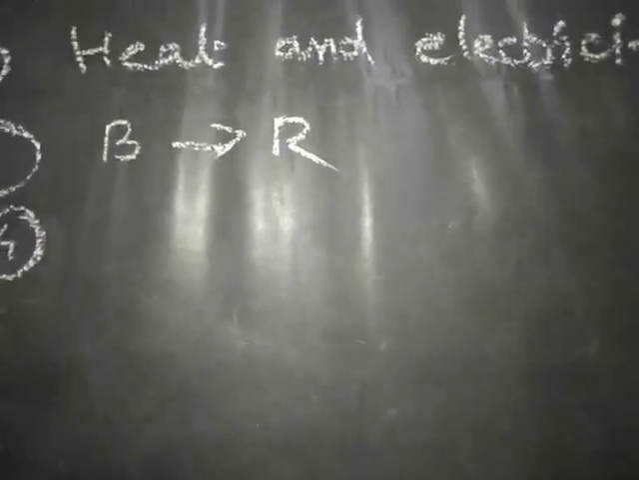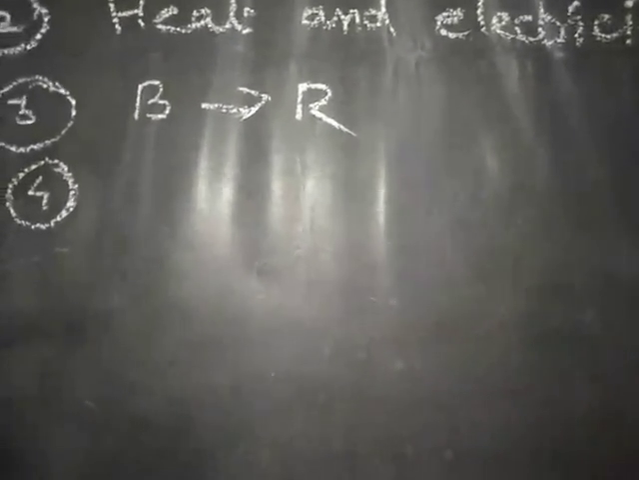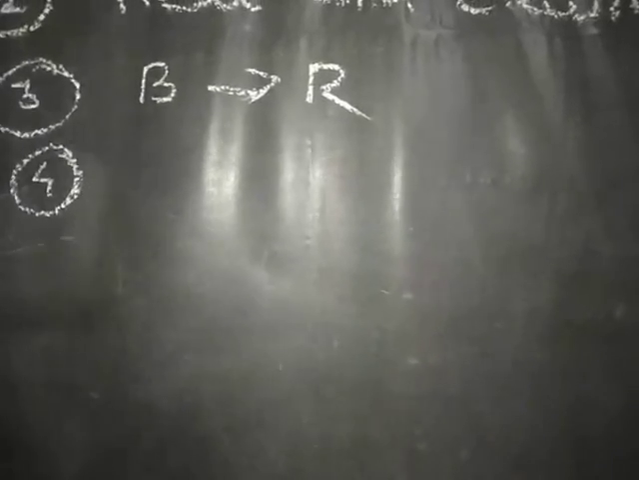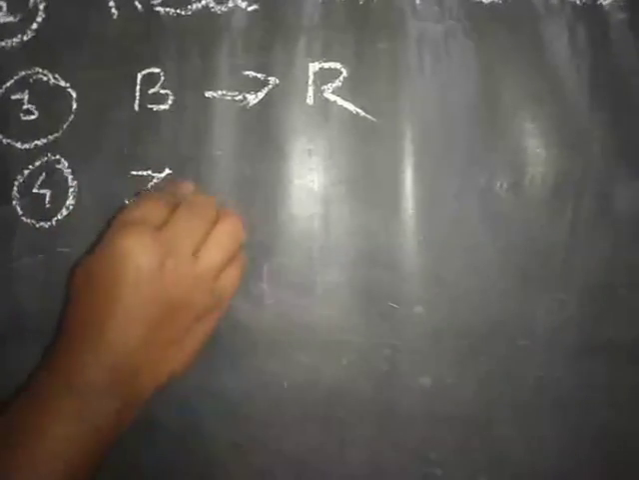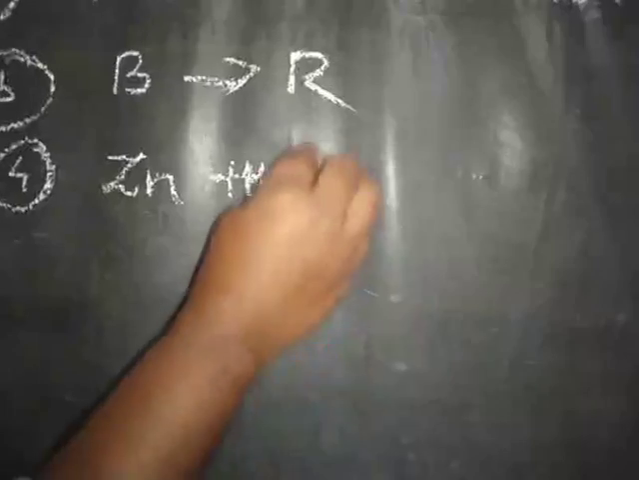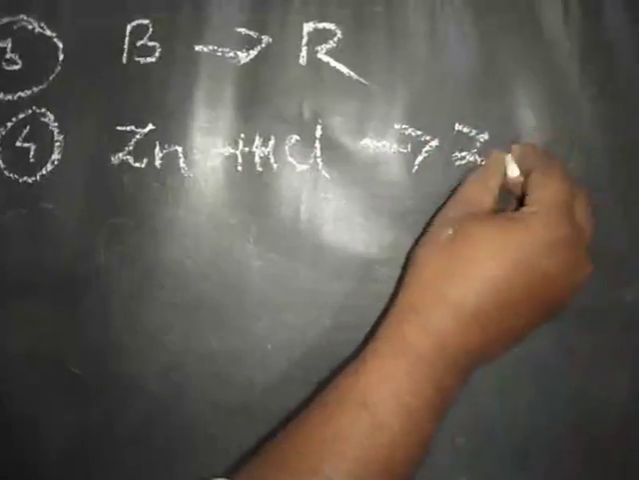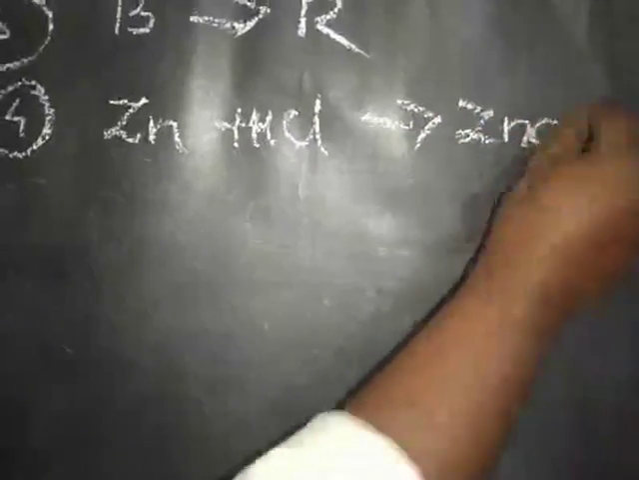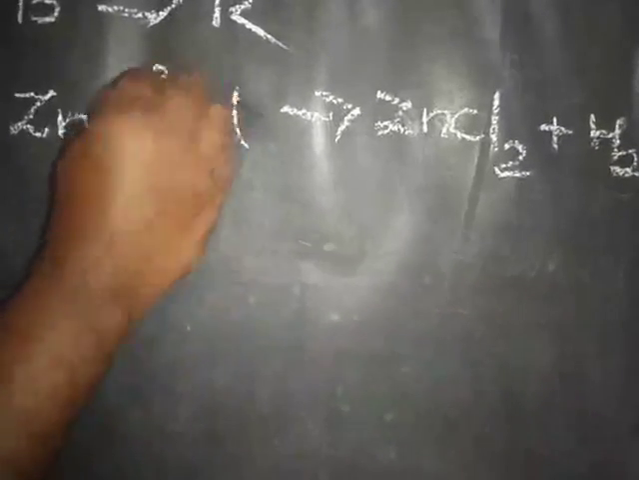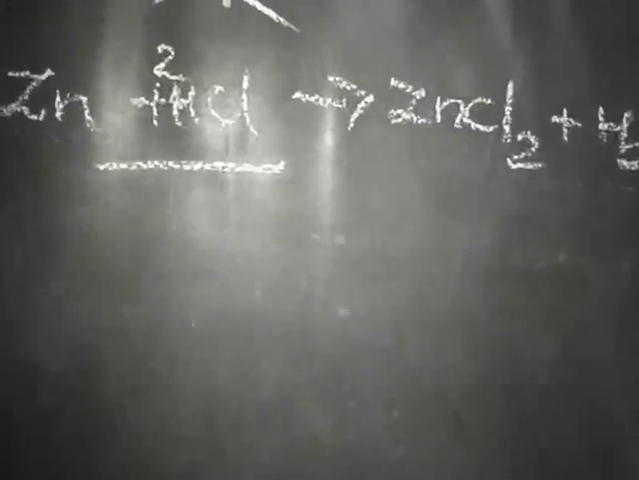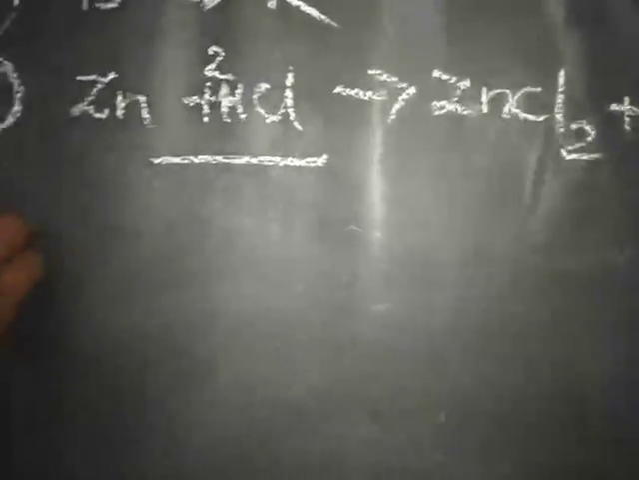Fourth point: acids react with active metals to liberate what gas? Hydrogen gas. For example, zinc reacts with hydrochloric acid to give ZnCl2 plus H2 gas. Here, two molecules of hydrochloric acid are needed. So that is the fourth point.